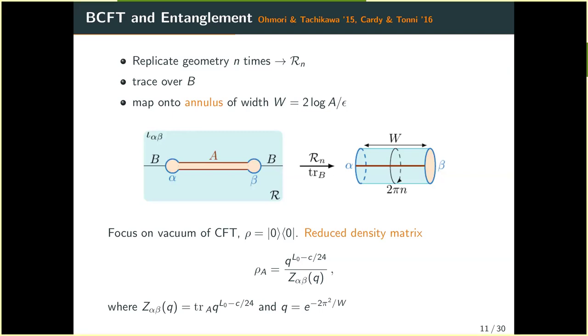And in order to get trace of rho being one, to normalize this correctly, you need to divide by a partition function. And this partition function just counts all the states running in this loop. It obviously knows about boundary conditions A, and it knows about boundary conditions B. That's why it carries this label. But it's not going to be terribly important, like the alpha beta here.